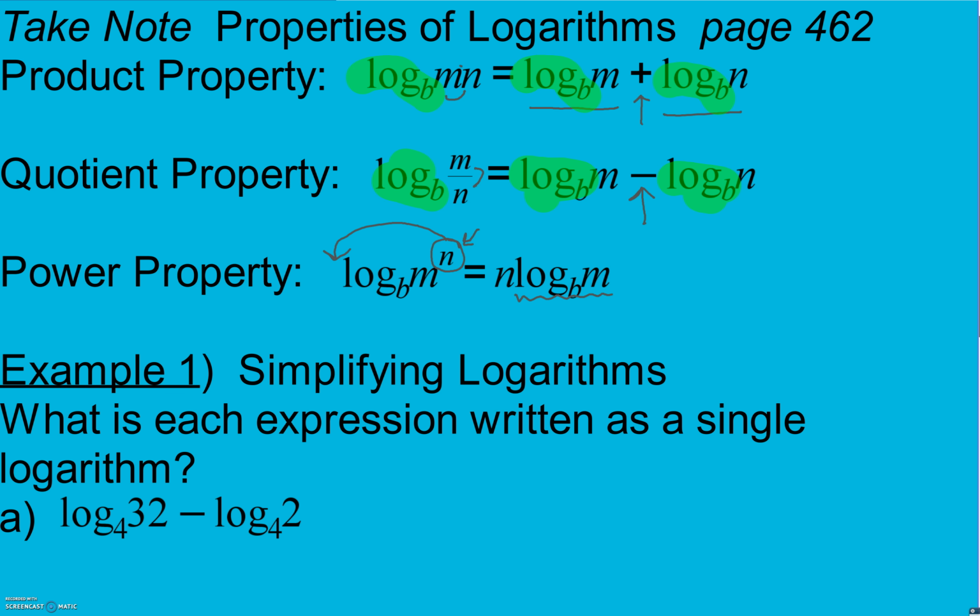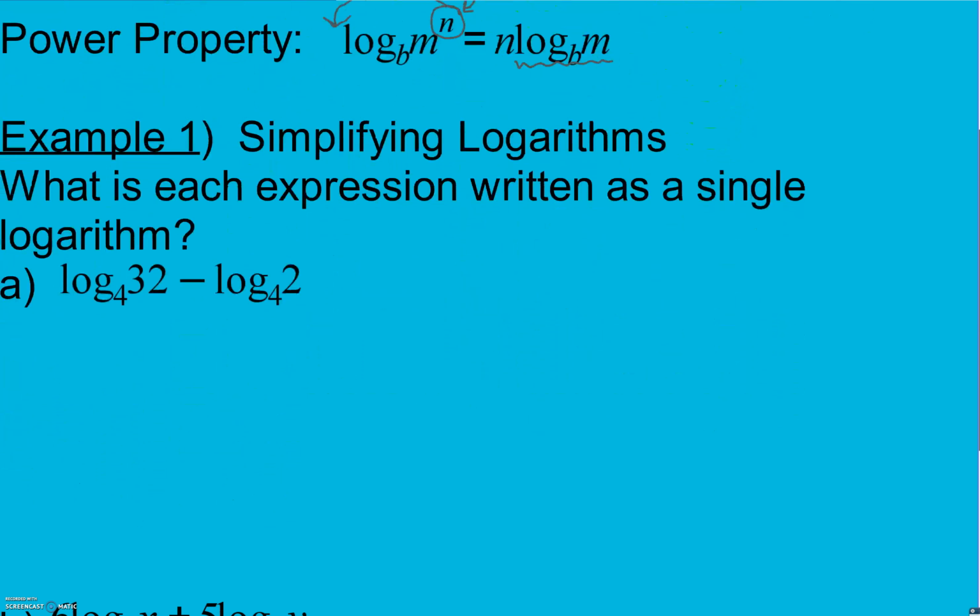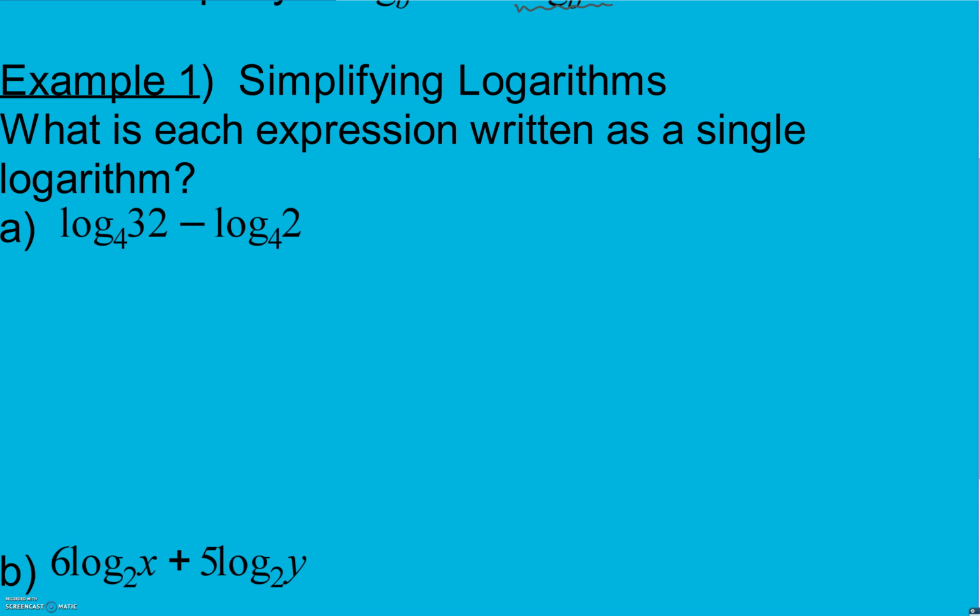Example 1 here is simplifying logarithms. What is each expression written as a single logarithm? So, for example, part a here in 1, the first thing that we're going to do is rewrite it as one piece. And we have subtraction. So we can rewrite that as log base 4. We keep those exactly the same. And we take our two values here. Since we have subtraction, we're going to divide those to put them together into one using that quotient property.